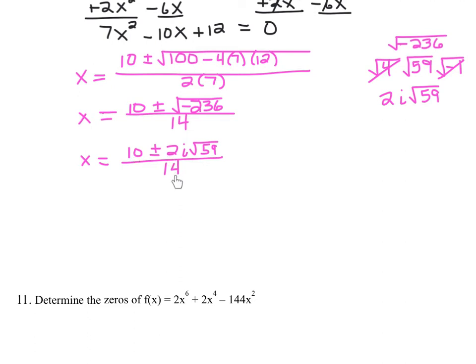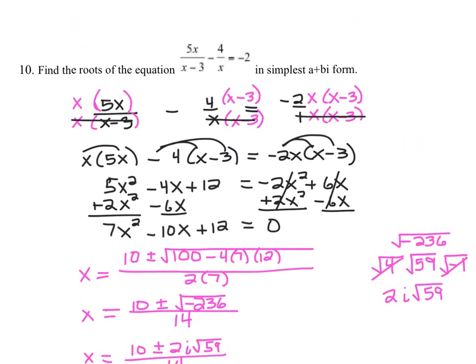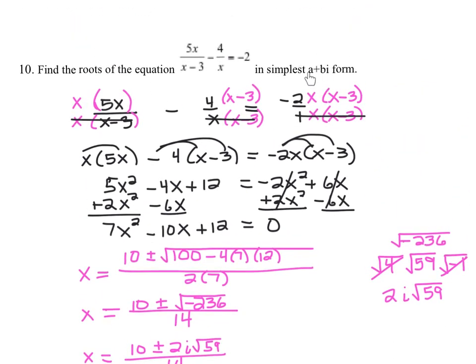Okay, now we could simplify the numbers outside the radical because we have a 10, a 2, and a 14. The biggest number that divides evenly into all of those would be 2. So 10 divided by 2 is 5. 2 divided by 2 is just 1, so you could write 1i if you want, or just i. Okay, I'm going to write i radical 59. Bring that down. And then, 14 divided by 2 is 7.